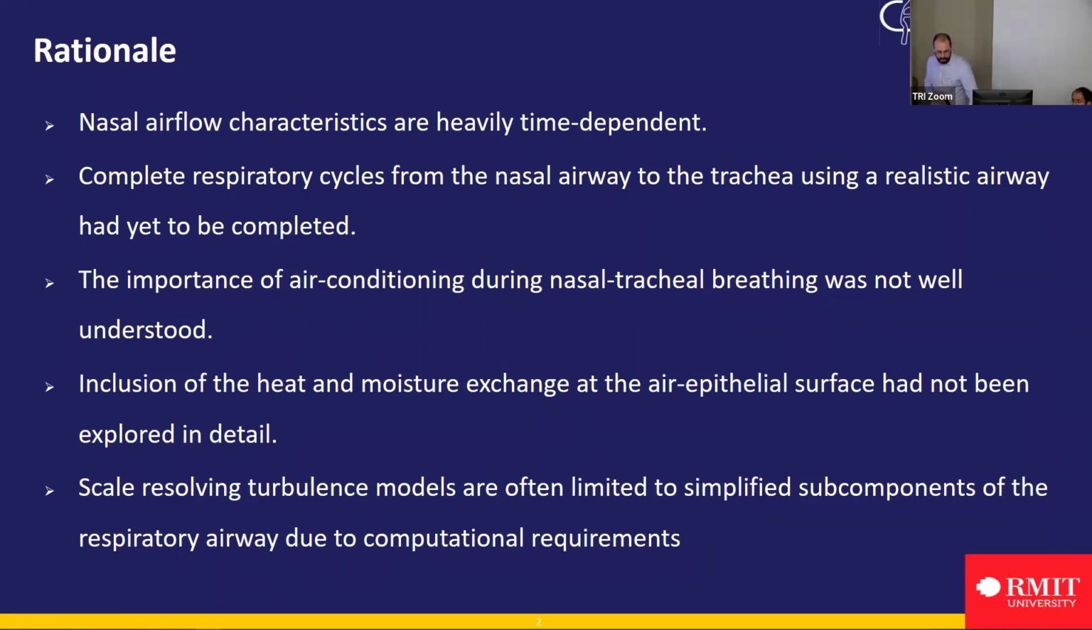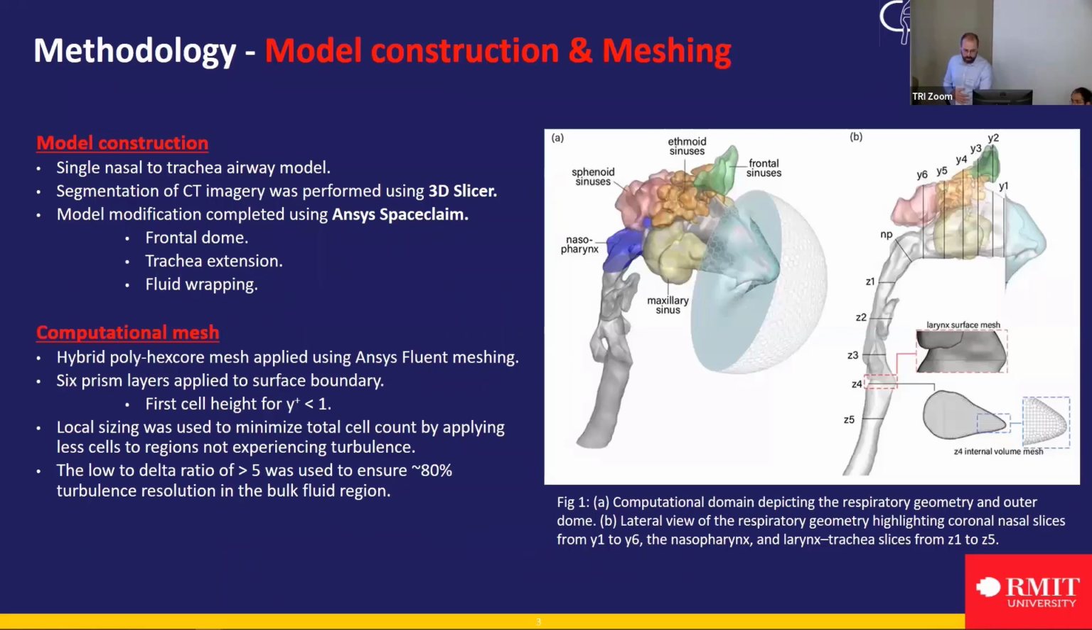This study aimed to employ a blending function to minimize total element requirements by applying a RANS solution at the near wall and an LES solution in the bulk fluid region. This isn't actually a turbulence model. It's known as the stress blended eddy simulation model, and it's just a blending function that combines the best attributes of the two models. So the methodology: model construction and meshing.